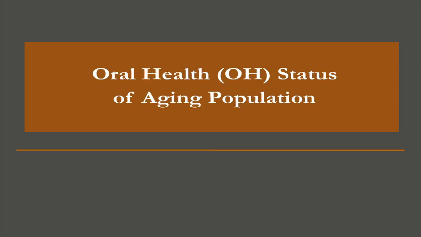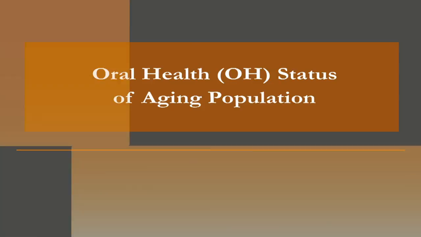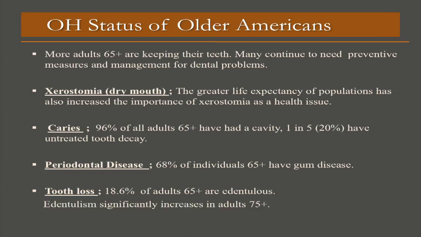In this next section of the presentation, we will be discussing the oral health status of the aging population. What is the oral health status of older Americans? According to the National Health and Nutrition Examination Survey, more adults 65 and older are keeping their teeth. Many continue to need preventive measures and management of dental problems, including but not limited to xerostomia, caries, periodontal disease, and tooth loss.